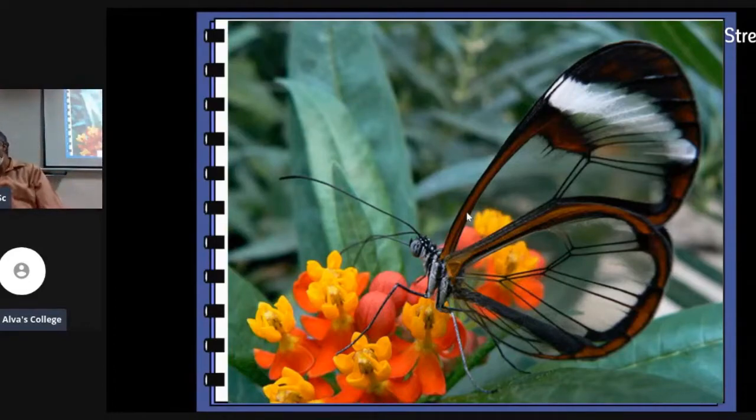Ramya has a question. Is there any insect which is beneficial to crop growth or crop yield?